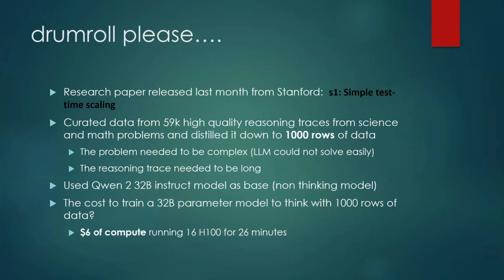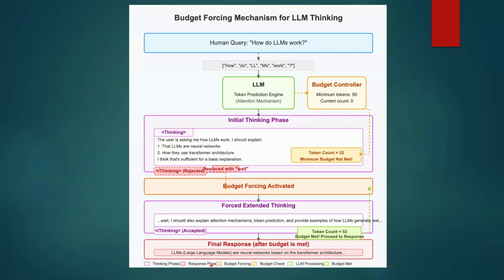And so I'll go back to this thing here. We define a budget, and in this example here, we put a budget of 50 tokens. And when it goes through the thinking process, it says the thinking only used up 32 tokens. So I'm going to replace this and tell the model to think longer. So it's sort of like a nudge. And then it gets replaced with the word wait, and then it gets fed back into the LLM, and it starts the prediction again.